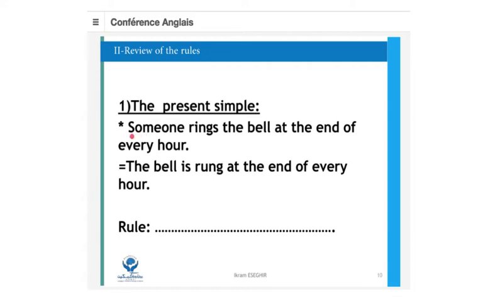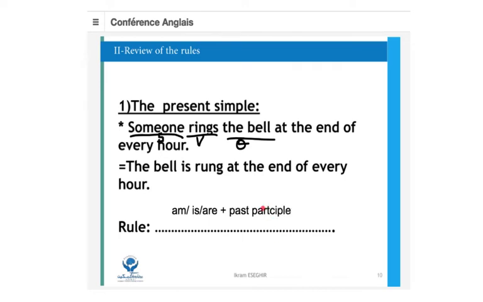How can we change the sentence? Now you have, someone rings the bell. Okay? So I always underline the subject, the verb, and the object. So this is the rule of what? This is a rule of the present simple. So what are the rules of the simple present? You add am or is or are plus past participle.